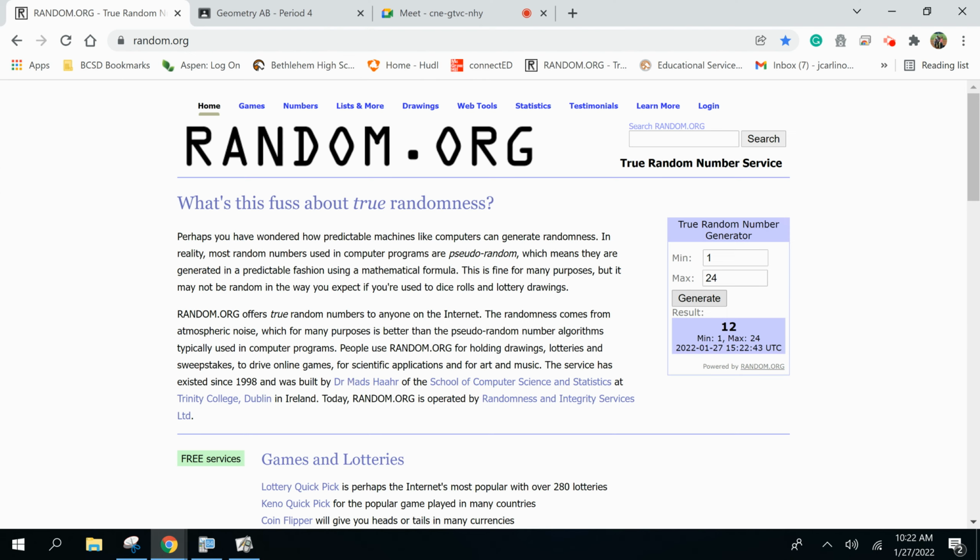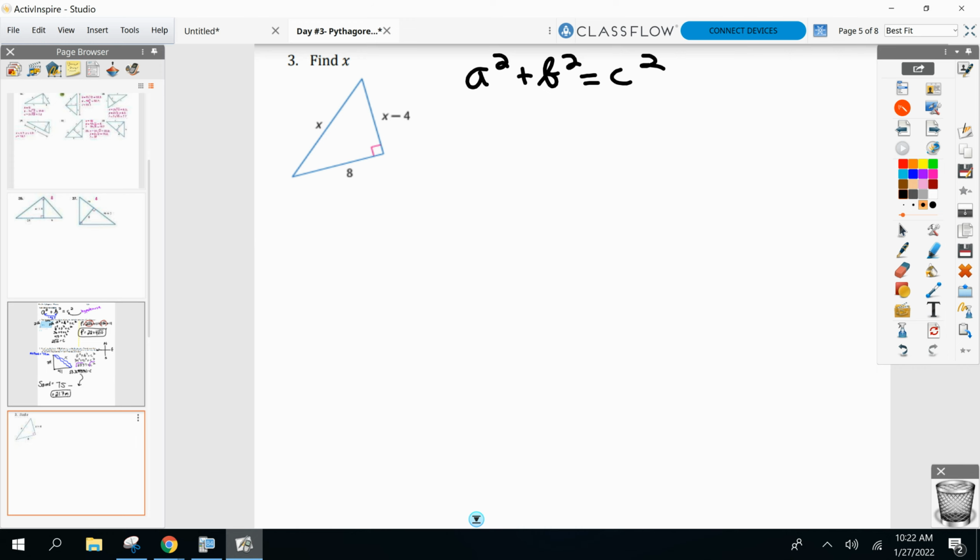Let's do this. Whoop, 12. You let me know what should go in for A and B. 8 and x minus 4. 8 squared, everybody, plus x minus 4 squared equals, and what about C, Luke? X squared. So take a little peek at that before we do anything else. We all good on why it's A, B, and C like that? Good job, Luke. All right, 64, that's not a big deal.